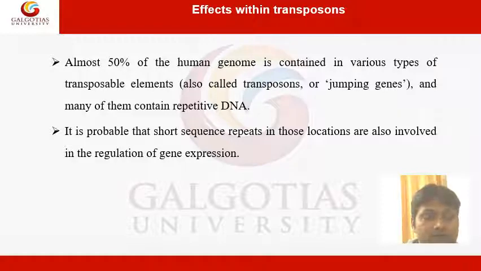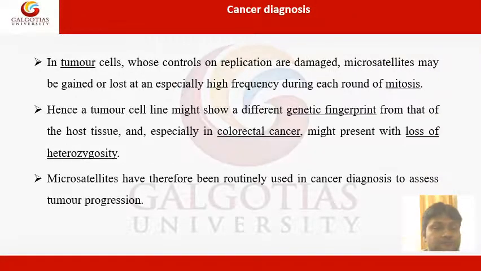Now effects with the transposons. Almost 50% of the human genome is contained in the various types of transposable elements, and many of them contain the repeated DNA. It is probable that the short sequence repeats in those locations are also involved in the regulation of genes.